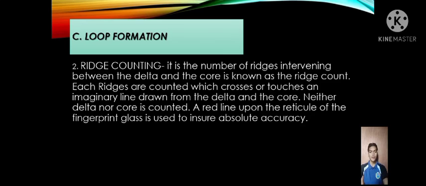Ridge counting is the number of the ridges intervening between the delta and the core. It's known as the ridge count. Each ridge is counted which crosses or touches an imaginary line drawn from the delta to the core. Neither delta nor core is counted. So mahitabo ang ridge counting in between delta and core, and in counting dili apilon ang delta and core sa pag-count.